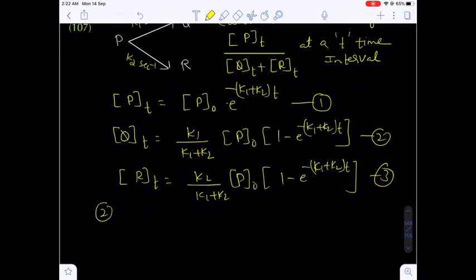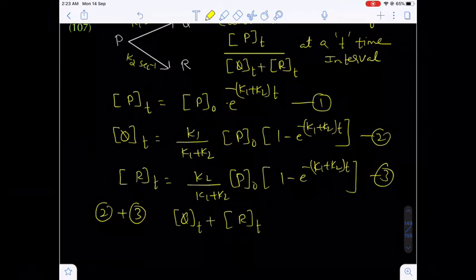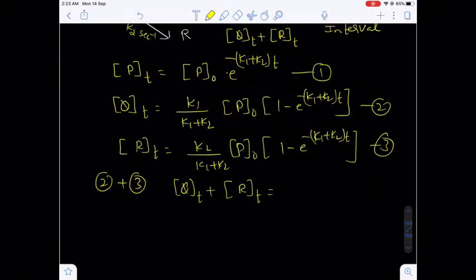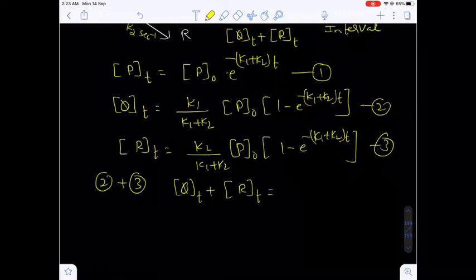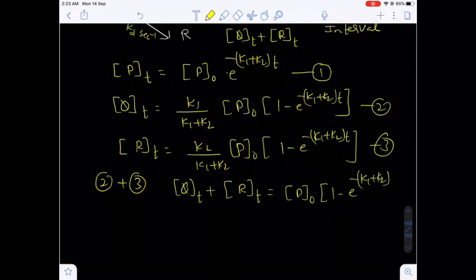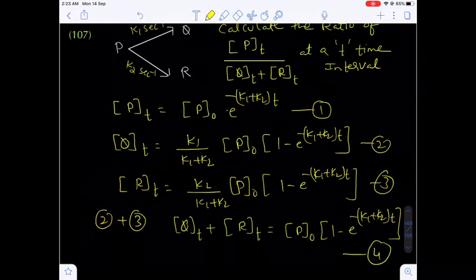First of all, what we are doing: add 2 and 3. What is 2? Concentration of Q at a time interval t. What is 3? Concentration of R at a time interval t. Now in this, what are the common features here? P0 is common, so P0, the initial concentration of the reactant, multiplied by 1 minus e to the power of minus K effective into time period. Okay, so K1 plus K2 divided by K1 plus K2 gets cancelled. This will be equation number 4.